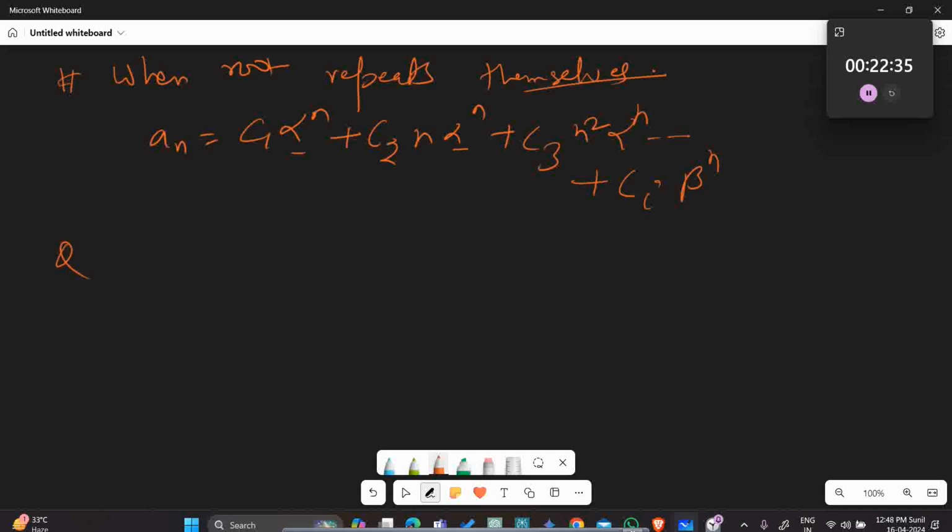So the question here is: a of n is equal to 5 a of n minus 1 minus 6 a of n minus 2. So a of 0 is equal to 1 and a of 1 is equal to 5. Two termination conditions. Alright. So how can we solve this?